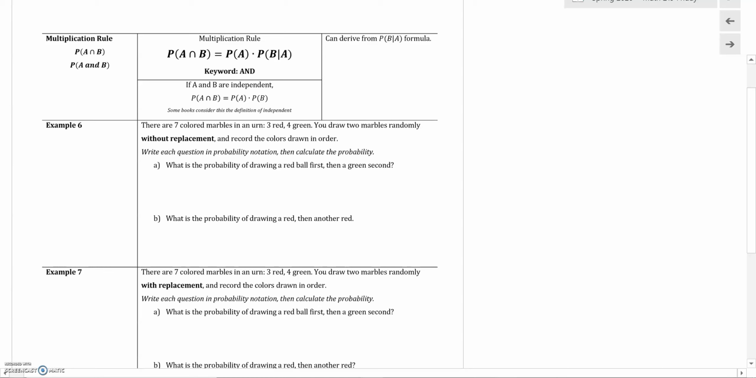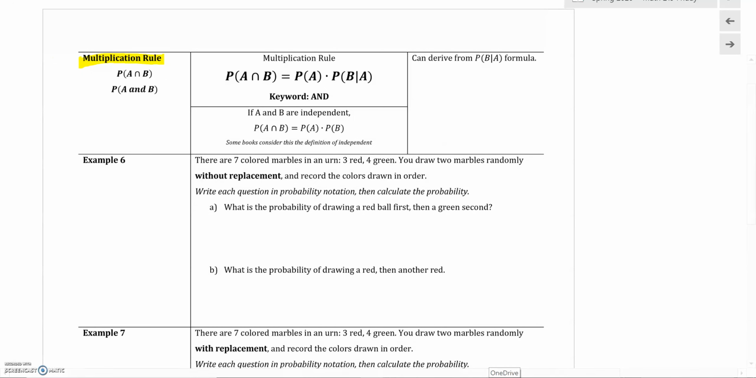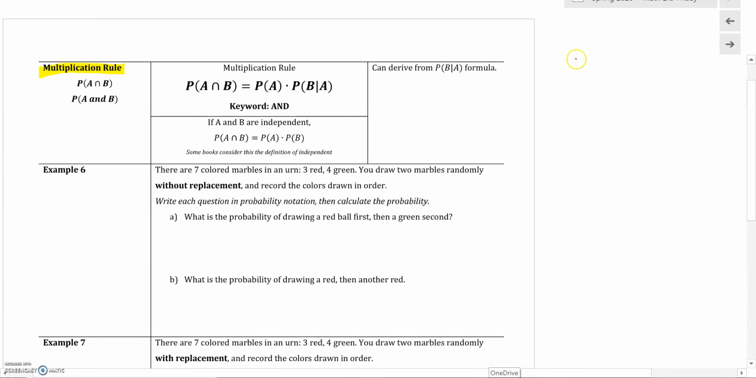All right, everybody, page 11 of the Chapter 3 notes. Finally, we're at the multiplication rule. We talked about the addition rule, right? Remember, the addition rule tells us how to handle an OR statement, right? And so that's the probability of A or B.